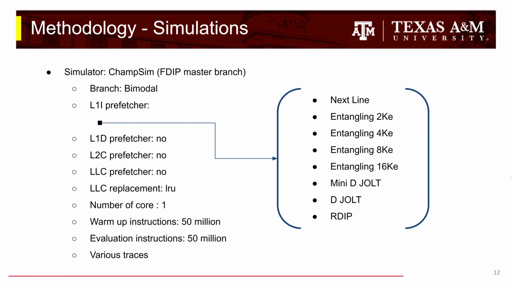And then for the L1D prefetcher we use no prefetcher. For the L2C prefetcher we use no prefetcher. For the LLC prefetcher we use no prefetcher. And for LLC replacement we use the LRU policy. For number of cores we use 1. For warm-up instructions, we use 50 million instructions. And for evaluation instructions, we also use 50 million instructions. We also have various traces that will be discussed in the next slide.